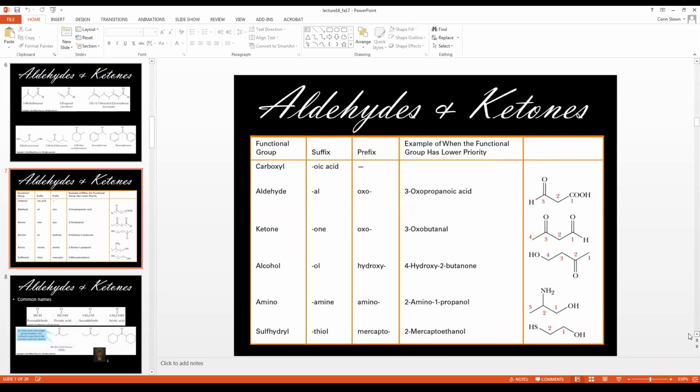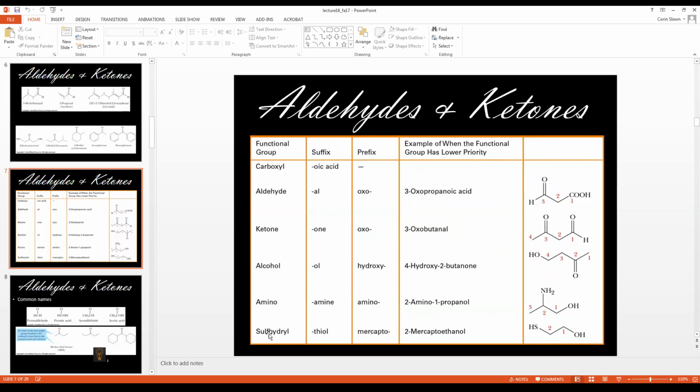And then it's worthwhile to think about priority. This isn't something we've talked about yet because we've really only been looking at individual functional groups. But now that we're starting to complete our complement of functional groups, we need to start thinking about what's going to have the greatest priority. In this case, carboxyl groups have the highest possible priority, then an aldehyde, then a ketone, then an alcohol, then an amino, and then a sulfhydryl.